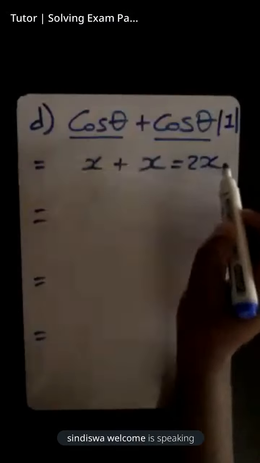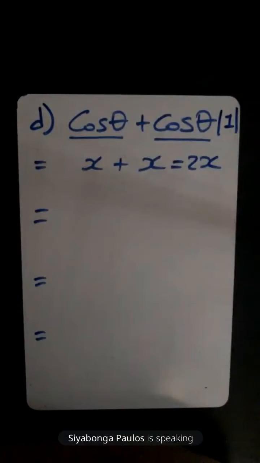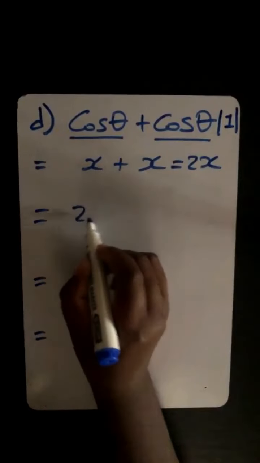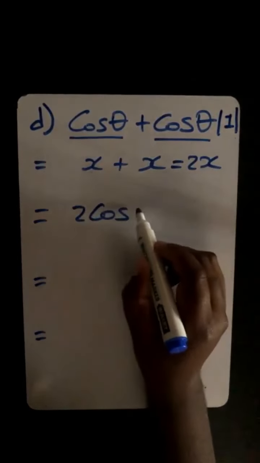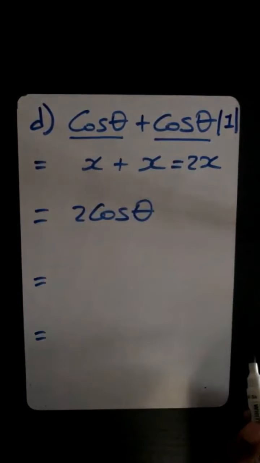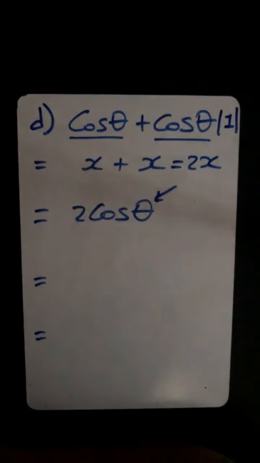What is that, guys? 2x. This is 2x. So what is that? 2 cos theta. I hear someone still wants to open brackets. Guys, we are not going to open any bracket. We just say this is 2 cos angle. Remember, what did I say about that angle?